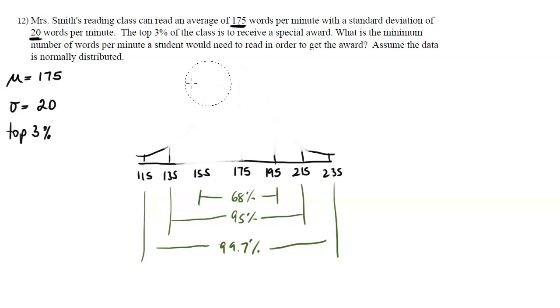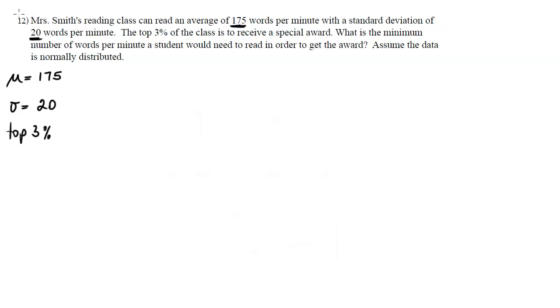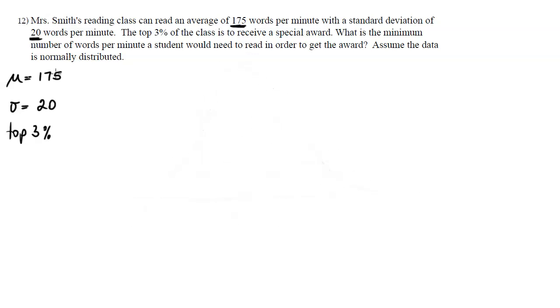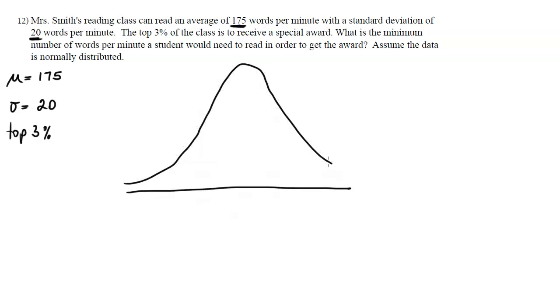But I'm going to redraw this normal distribution. And let's talk about how this 3% factors into what we need to do. Ooh, that's ugly. I'm going to draw that over. Still ugly, but a little bit better. Okay. So the top 3% is going to get this award. Let's say this is top 3%. Right? So this right here is the top. This is 3%. Or if I wrote it as a decimal, 0.03. Right?